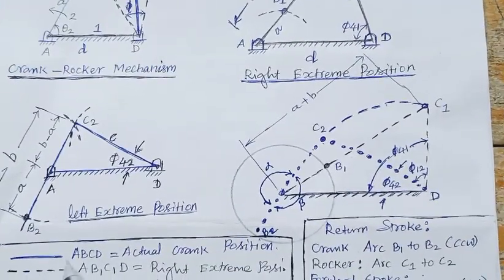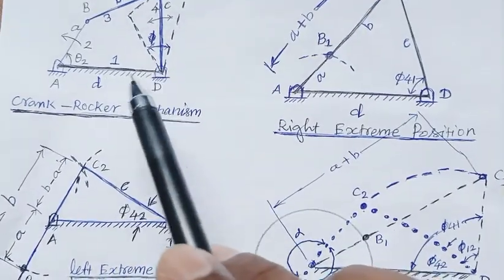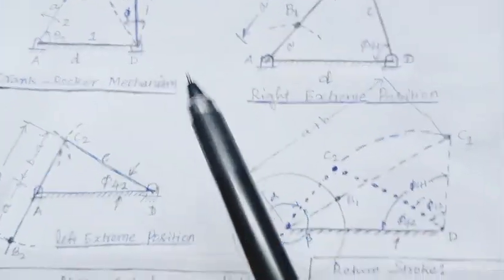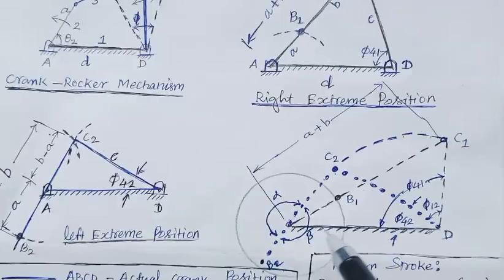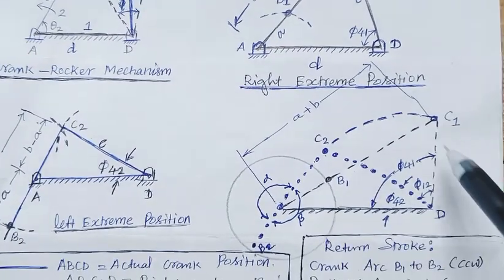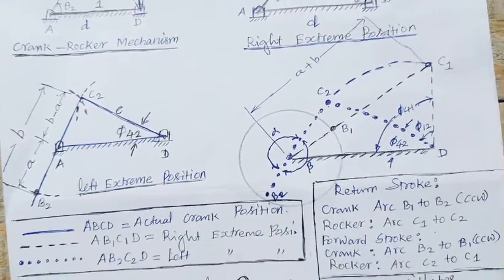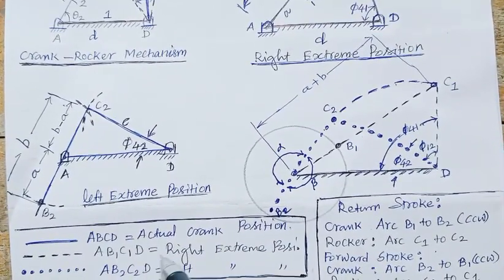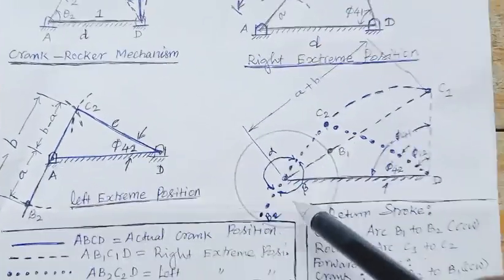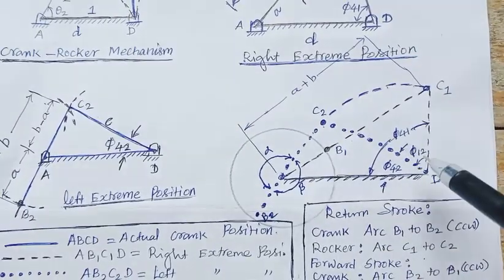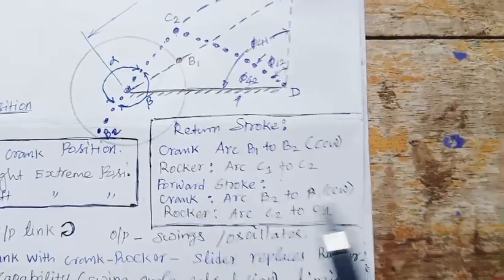Here you see the continuous line ABCD means the actual crank position. This diagram shows the actual crank position. The dashed lines AB1C1D show the right extreme position, and AB2C2D, shown in dotted lines, is the left extreme position. Here, return stroke and forward stroke.